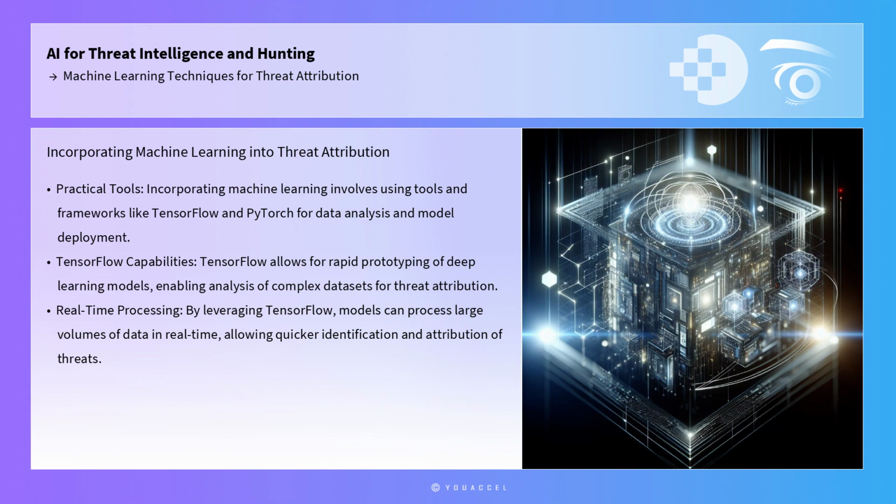Incorporating machine learning into threat attribution processes also involves the use of practical tools and frameworks that facilitate data analysis and model deployment. Tools such as TensorFlow and PyTorch provide robust libraries for building and training machine learning models. TensorFlow, for instance, allows for the rapid prototyping of deep learning models, which can be used to analyze complex datasets for threat attribution. By leveraging TensorFlow's capabilities, cybersecurity professionals can develop models that process large volumes of data in real time, enabling quicker identification and attribution of threats.